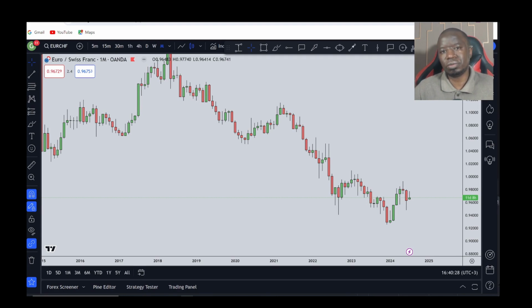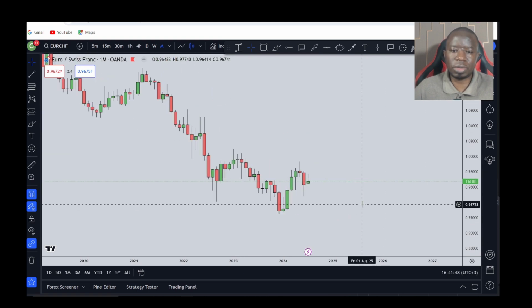I am Godfrey. I want us to do a top-down analysis of the EURCHF, that's the Euro Swiss franc, to see where it is at right now and where we anticipate it to get to in the next coming hours or days. So we're going to do a top-down analysis right from the monthly time frame down to the lower time frames. Now this is the monthly time frame.